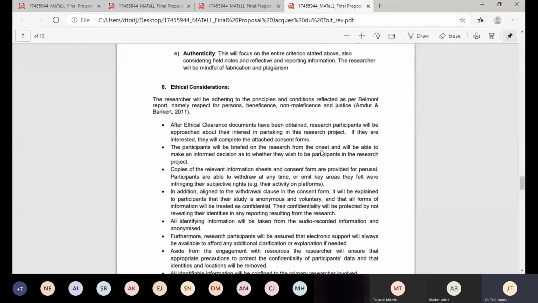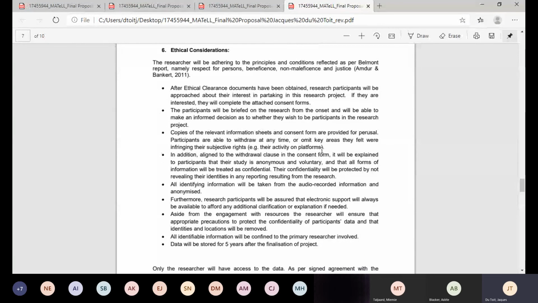Aside from that, you also need to integrate a withdrawal clause to say, you know what, this is anonymous, this is voluntary, everything is confidential, but if you want to withdraw, you can. And all identifying information will be removed from the audio recorded information, and you are going to anonymize that. And then you also need to tell your research participants that electronic support will always be available for them, and that they can engage with you, the researcher, at any point in time, and you need to keep your data for a period of 5 years before destroying it.